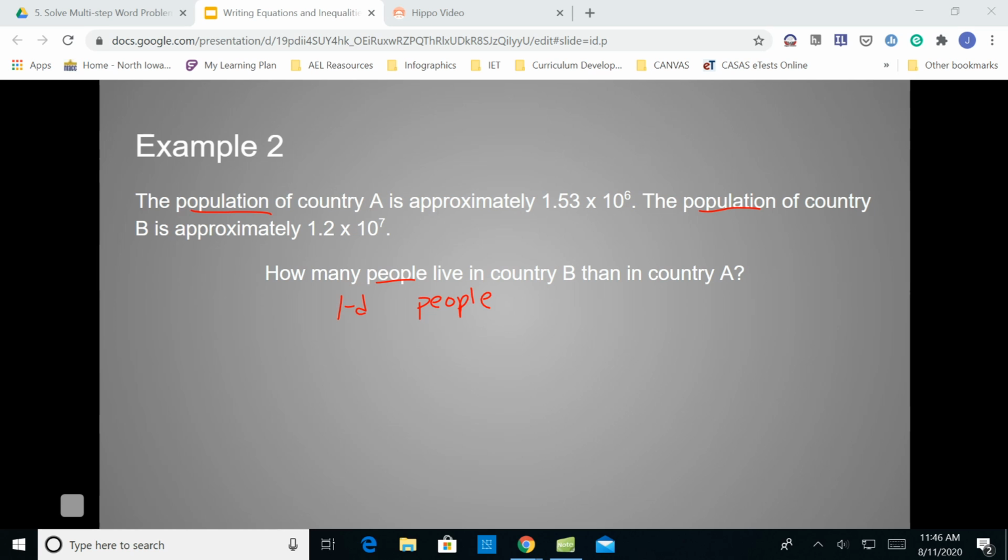How many more? And we're comparing B to A. This tells me that we're going to use subtraction. And this one actually tells us in order. We're going to do B, then A. So the population of B is 1.2 times 10 to the 7th. And for A, it's 1.53 times 10 to the 6th. In this situation, it makes sense that there's only one possible answer, so we'll use the equal sign.